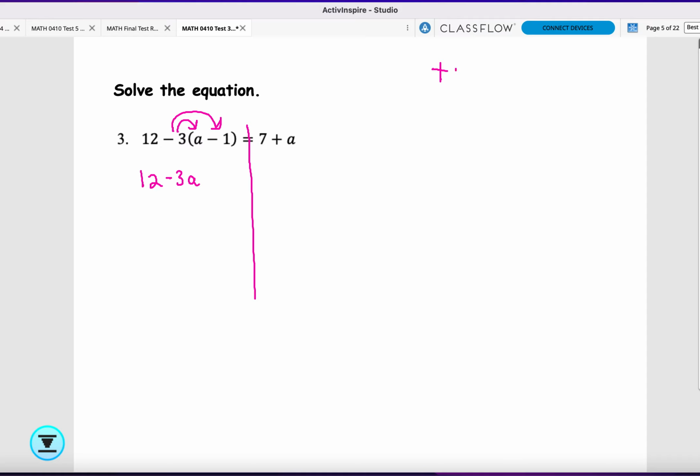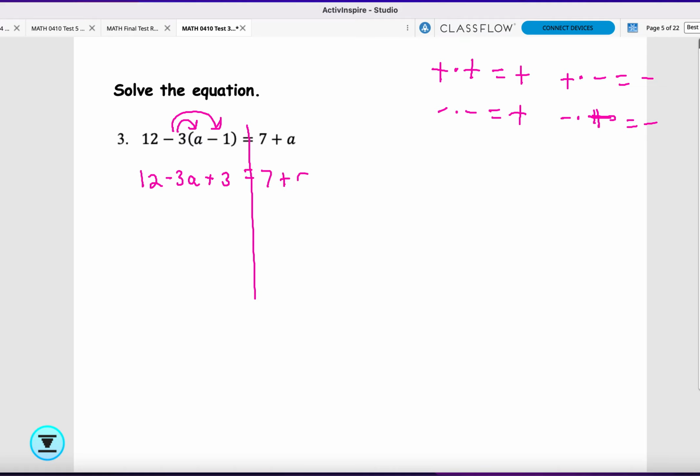Guys, I've been seeing students get confused on numbers. So a positive times a positive is always positive. A negative times a negative is also positive. It only stays negative if it's one and the other. So if it's like a positive times a negative or a negative times a positive, that's going to give us a negative value. Okay, guys? All right, so let's finish off. So negative 3 times negative 1 is a plus 3.